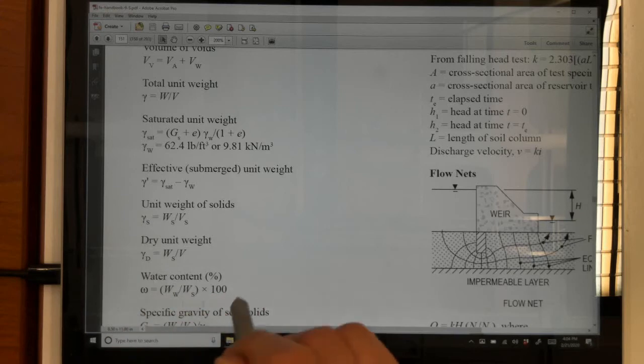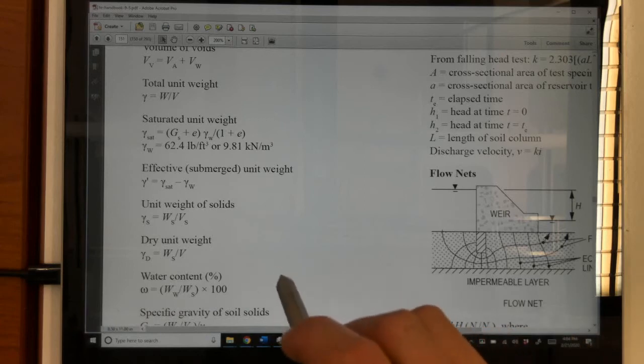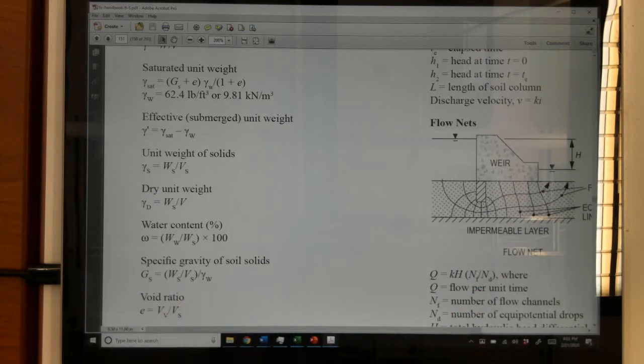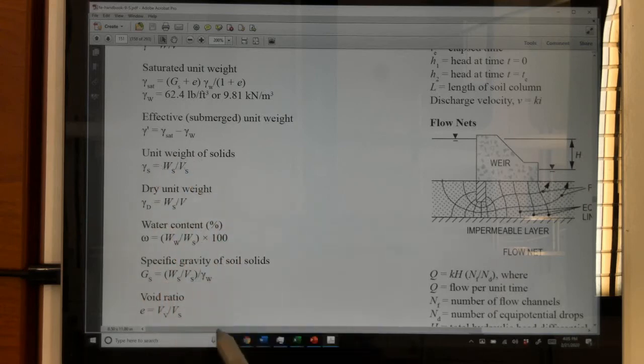Everything that, the water content, which we would have used in class, we first set it as mass of water over mass of solids. Of course, everything they're showing here is basically unit weights in a frame of reference, so it's going to be weights instead of masses. Here, the specific gravity of soil solids, they're giving you that definition. So it's the unit weight of solids divided by the unit weight of water. The unit weight of solids is the weight of solids over the volume of solids. So they're putting that piece in down there.